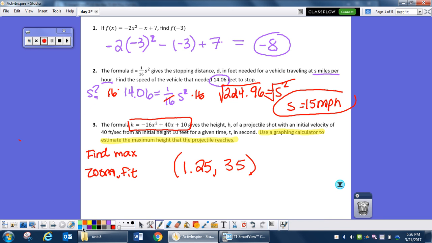So what that means is in 1.25 seconds, so make that note that that's seconds, it's going to reach a maximum height of 35 feet. Typically the x-coordinate is going to be your time. Okay? So the maximum height would be 35 feet. All right, so that was just a breeze through the warm-up.